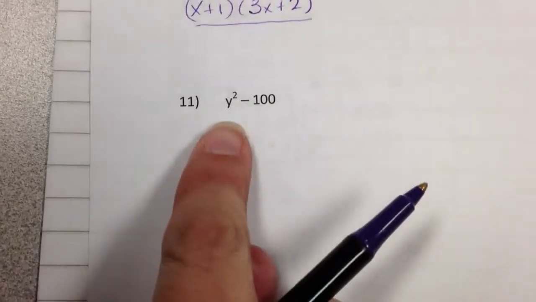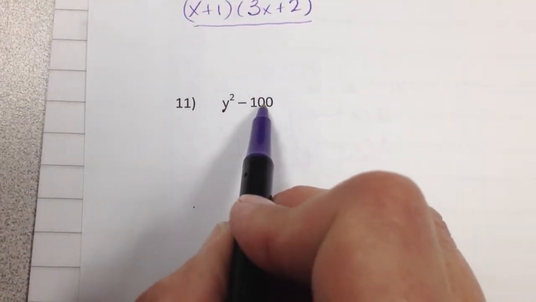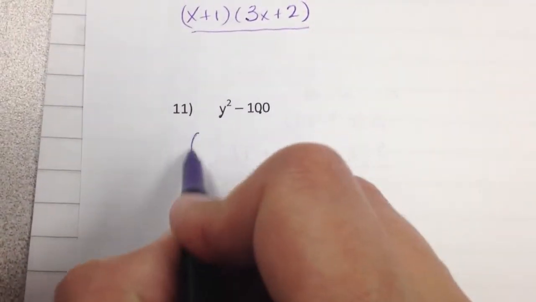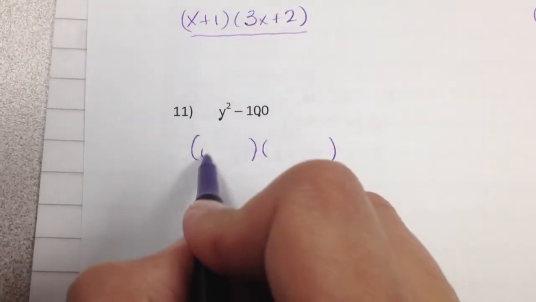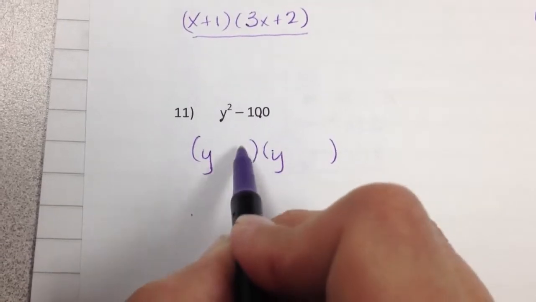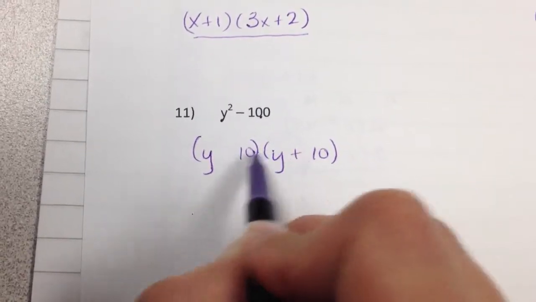Right, for number 11, that's a perfect square. That's a perfect square, separated by a minus. Put my two sets of parentheses. Square root of y squared is just y. Square root of 100 is 10. And my signs are different.